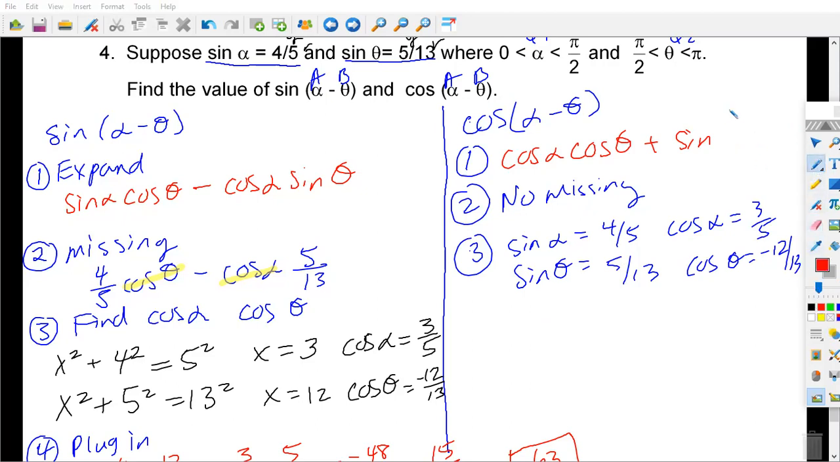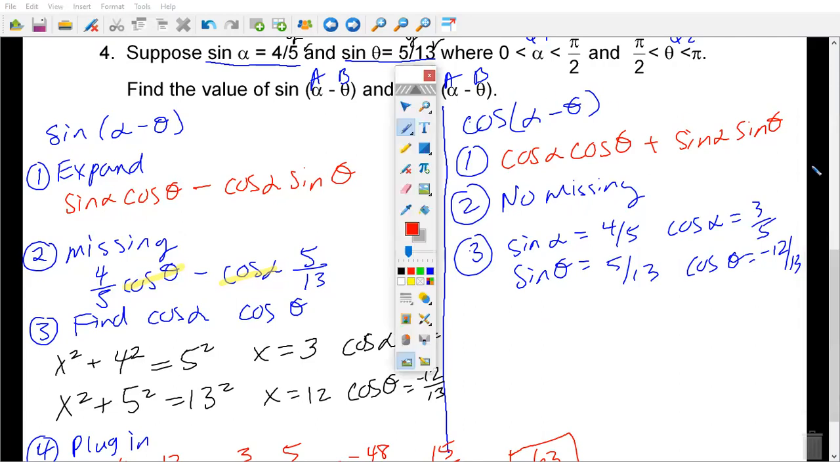Thank you. So why do we have to do theta and alpha? Because it's not double angle, it's the adding of 2 angles. All right, and then the last thing is to plug everything in. So cosine and cosine. So we have 3/5 times negative 12/13 plus sines, 4/5 times 5/13.